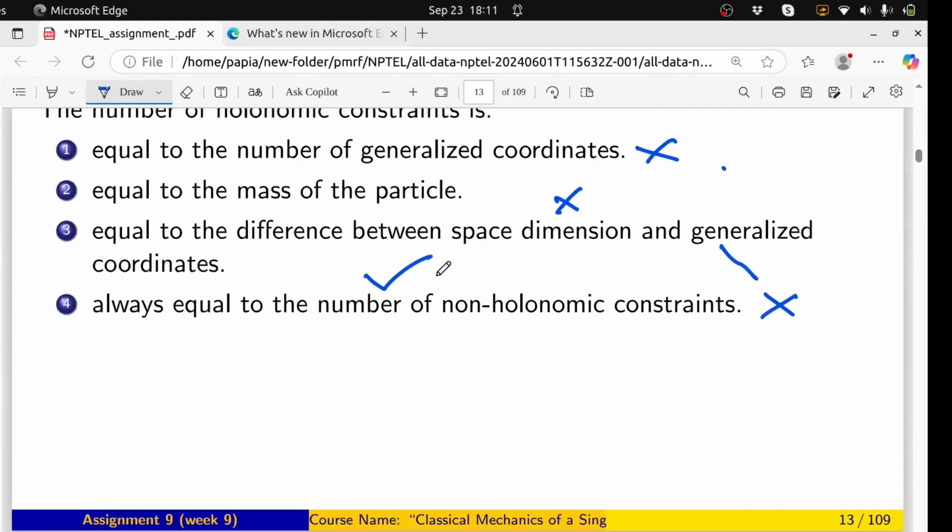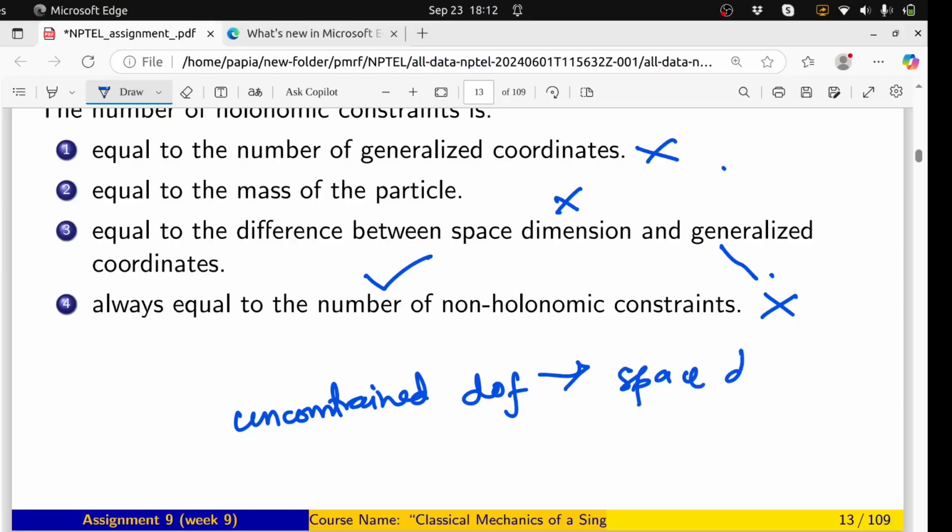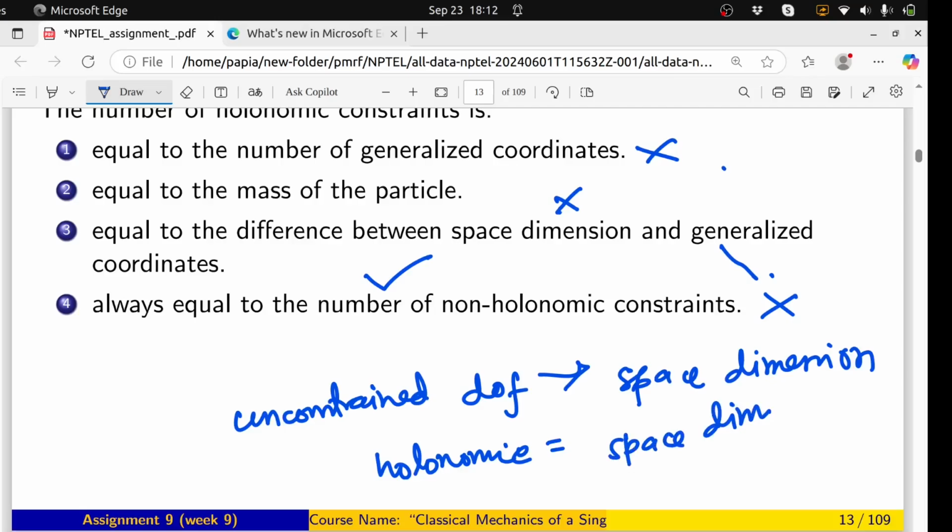So here you can see that it is equal to the difference between space dimension and generalized coordinates. So I call that unconstrained DOF, that is exactly proportional to the space dimension without imposing any type of constraints. So the number of holonomic constraints is equal to space dimension minus generalized coordinates. So the third option is correct.